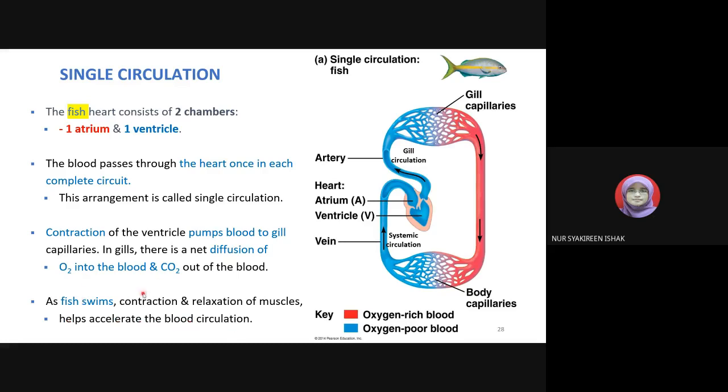So this is really important, because when the blood comes out of the gills capillary, obviously the blood pressure will drop. So in order to help the movement of the blood, the fish has to swim, to help distribute blood throughout the body.